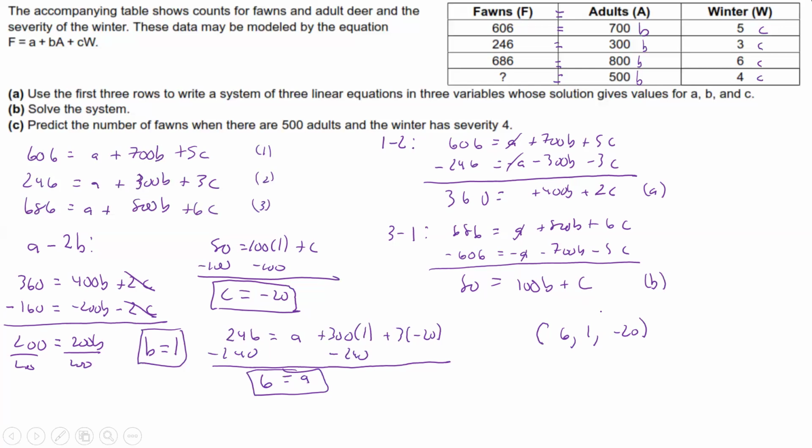Now it says we've solved the system, we wrote it in the equations A, B, and C, we found that. Now we're supposed to predict when there are 500 adults when this winter has a severity of 4. I guess we should check this first to make sure we have it right. So let's do the check and then we'll solve.